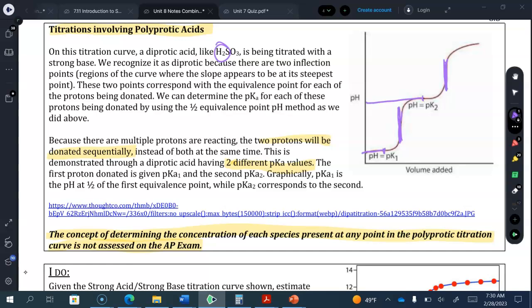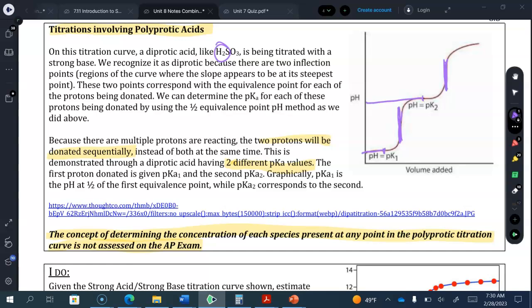Remember, that is around how well it donates, so that first one will have a much lower pKa value, so it'll donate first. The second one, having a much higher pKa value, will donate second. The first proton is given pKa1 and the second pKa2. Graphically, pKa1 is the pH at the first half equivalence point, and pKa2 is the second.